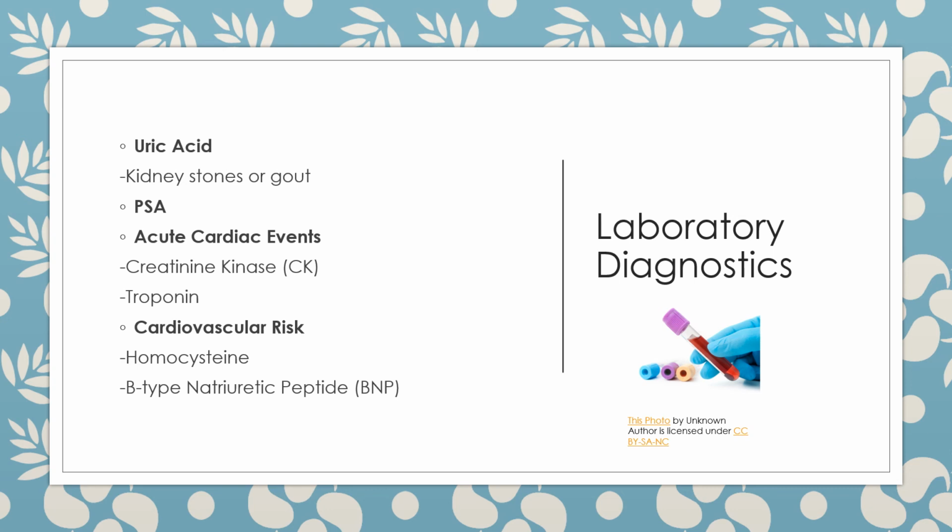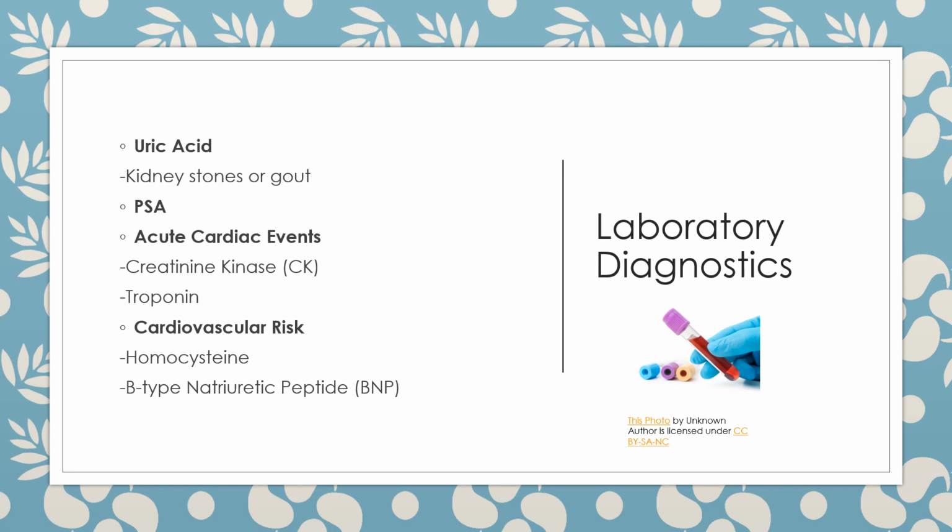The prostate specific antigen, or PSA, is a primary screening tool for prostate cancer. However, it can be elevated by multiple conditions, and its use is controversial. Creatine kinase, CK, and troponin levels are cardiac enzymes often used as indicators of acute cardiac events. Elevated homocysteine levels may be associated with atherosclerosis and an increased risk for strokes, acute MI, and peripheral vascular disease.